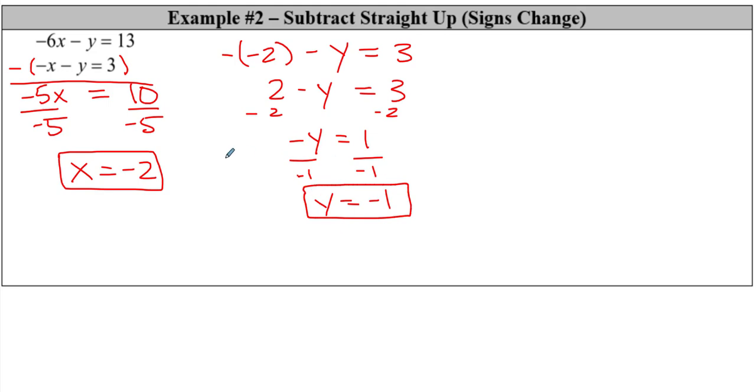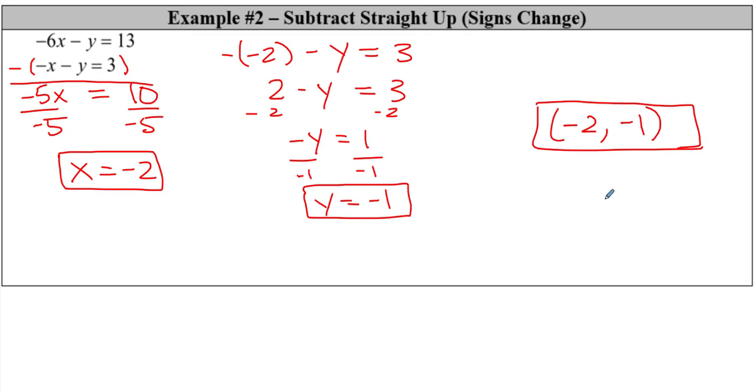All right, very good. So now we got that x, we got that y. We are in the place to be. Negative 2 comma negative 1. Put those parentheses around it. Box it up. Boom. Move on to the next one. All right, example number 3.